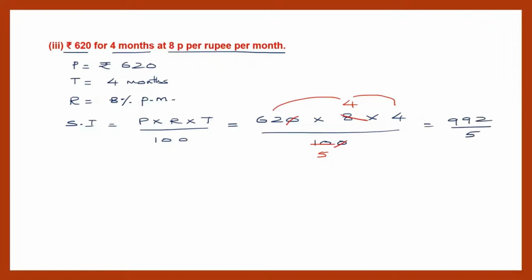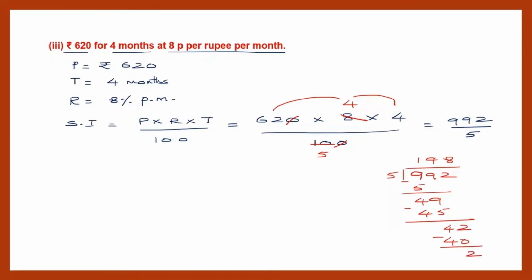Now let's divide 992 by 5. 992 divided by 5. 5 ones are 5, minus 4, bring down 9, 49. 5 nines are 45, minus 9, minus 5 is 4. You bring down 2, the number is 42. 5 eights are 40.